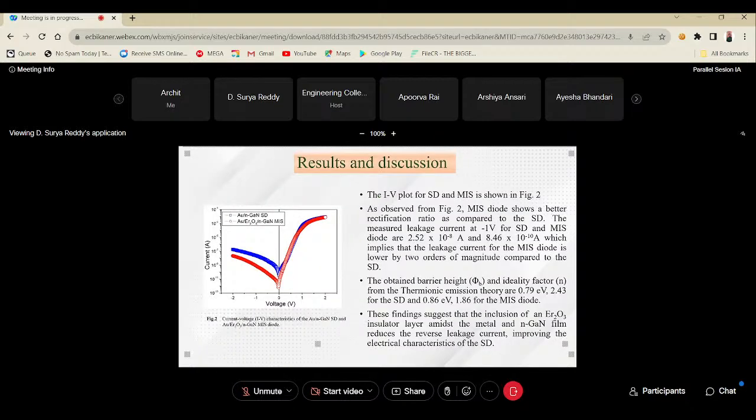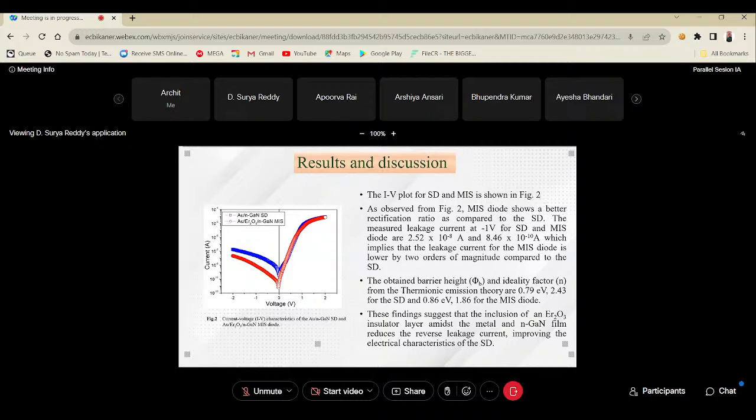As we come to the results and discussion, this slide shows the I-V characteristics of the Schottky diode and the MIS diode. From this, we can say that the MIS diode shows a better rectification ratio and less leakage current compared to the Schottky diode, which states that the electrical properties have been enhanced after insertion of an interlayer between the metal and the n-GaN semiconductor. A higher barrier height and lower ideality factor were observed for the MIS diode compared to the Schottky diode, which says that the Er2O3 layer significantly impacts the electrical properties.